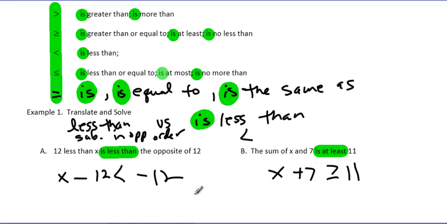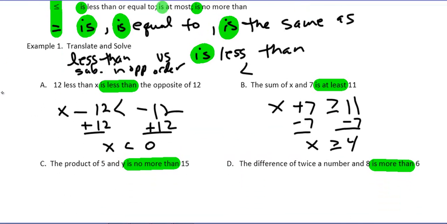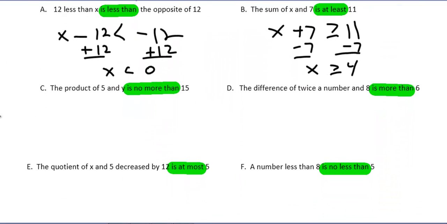Now let's go ahead and solve this. Over here we would add 12 to both sides, and we would end up with x being less than 0. Over here, we would subtract 7, and we would end up with x being greater than or equal to 4. We're not asked to graph, so we're not going to worry about that. Let's go ahead and move on.